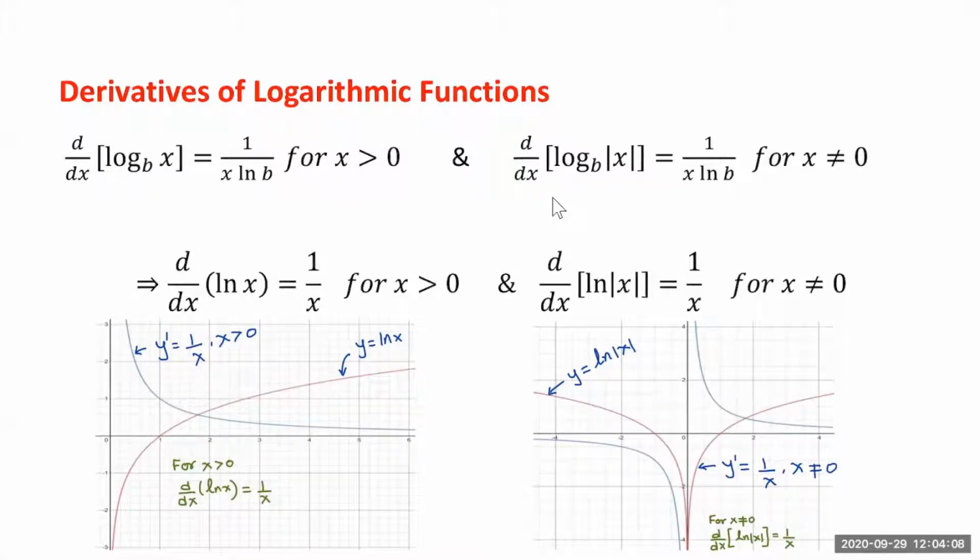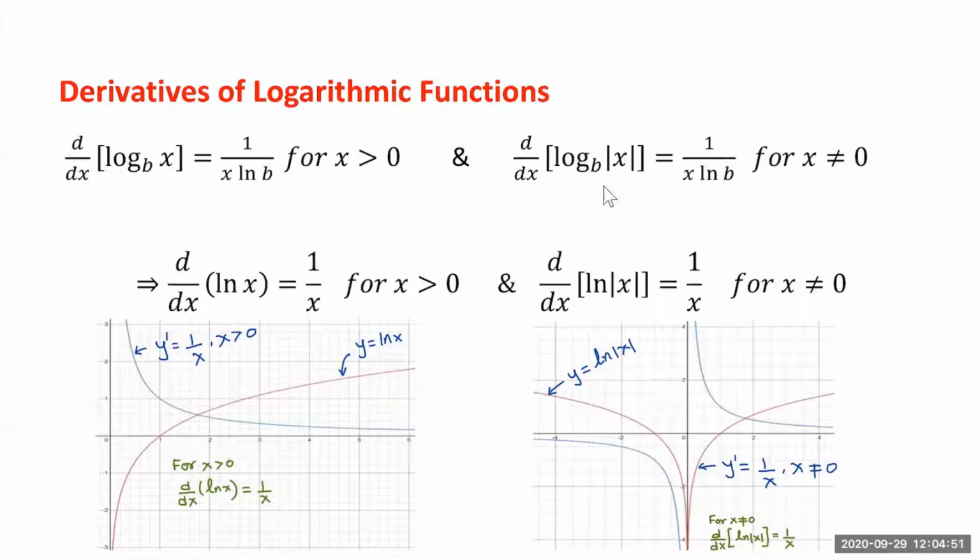Now the second case, if we are calculating the derivative with respect to x of log with any base b of the absolute value of x. When I say absolute value, you can take a positive or negative value, but when you take it as the absolute value, it will be positive, because the argument of the log function must be positive. That is equal to 1 over x log b. Same formula, but note one thing: you are taking the absolute value, so you can take everything from negative infinity to infinity. But if you look at the formula, it's 1 over x, so you cannot have 0 in the denominator. The only restriction here is x cannot be 0.